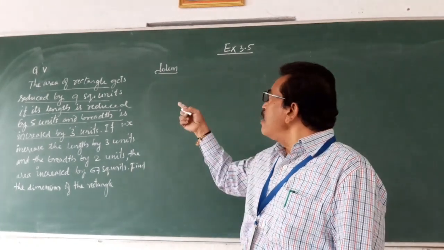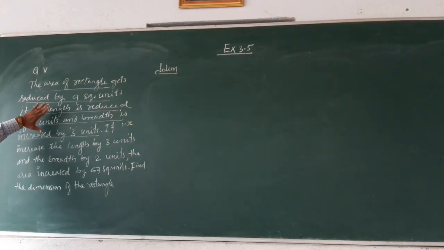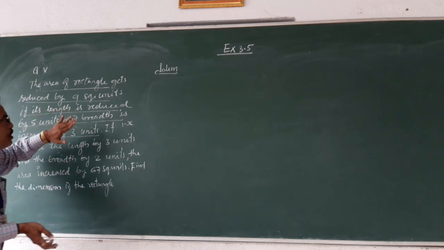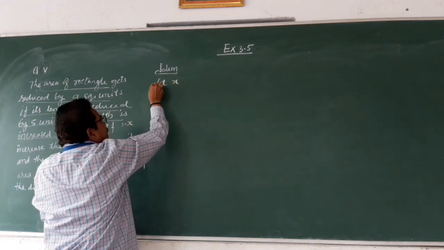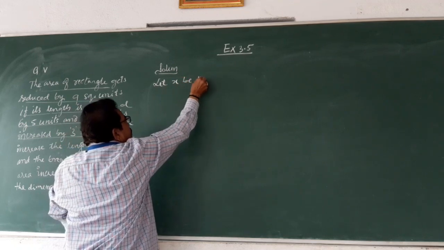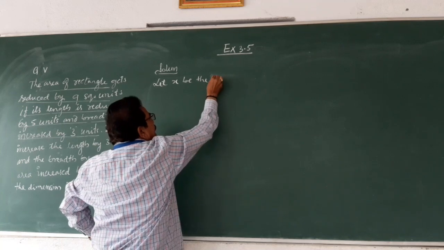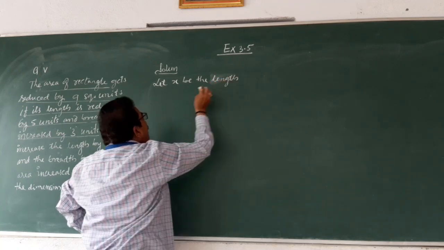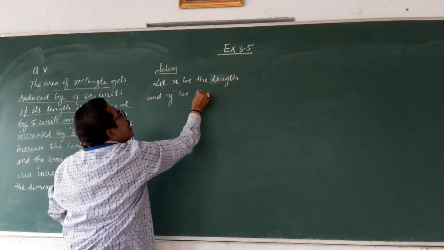Okay, this one is the fifth problem of exercise 3.5. It has two parts. The first part represents the difference of length and breadth, and the second also the difference of length and breadth with the increase in the area. So we have to consider, let x be the length and y be the breadth.